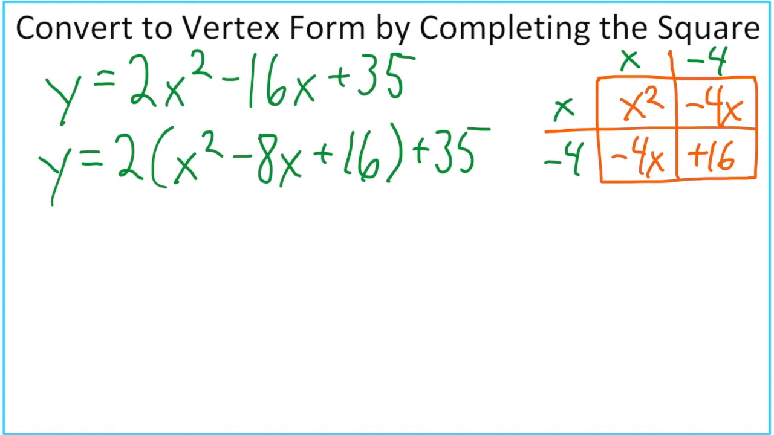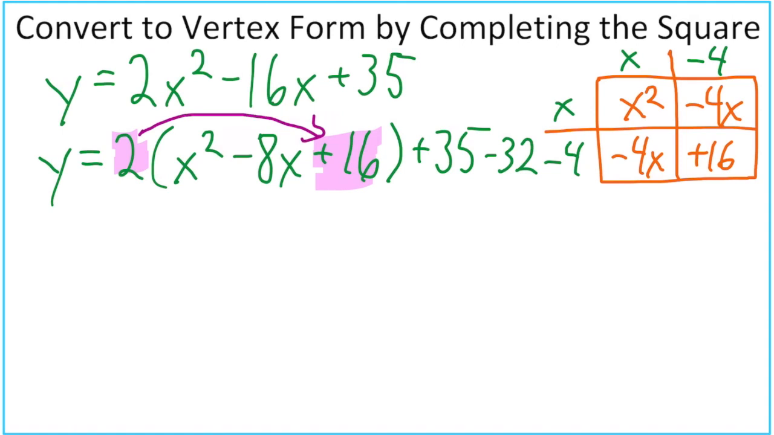Now, when the a value is 1, you just put plus 16 on the inside and negative 16 on the outside. But you have to realize that this time we have an a value of 2. So when we put a plus 16 here, that a value of 2 is multiplying times the 16. So when you put a plus 16 there, the value that you've added to the equation is actually positive 32. So I need to put a minus 32 on the outside of my equation.